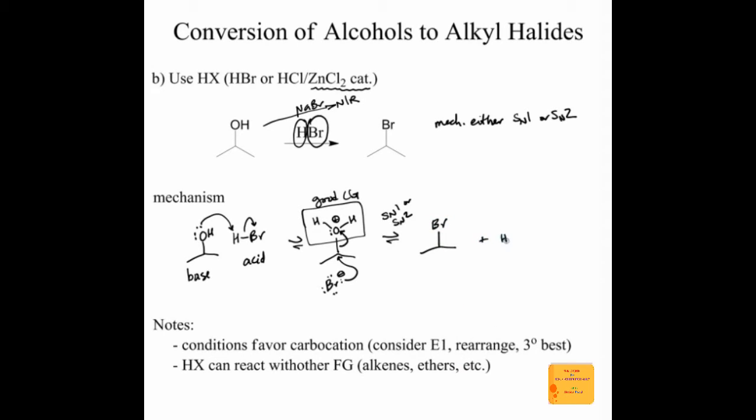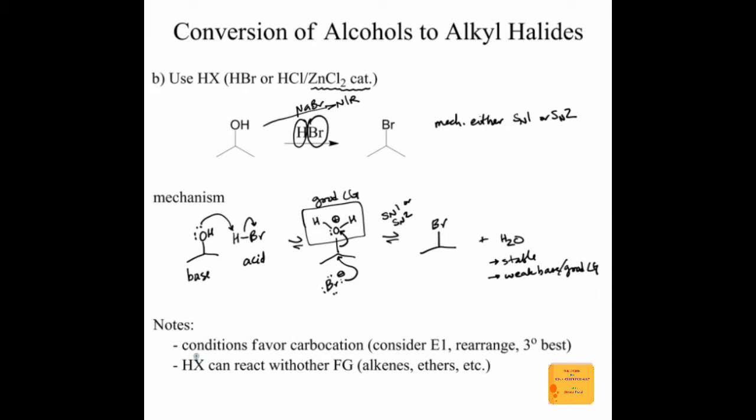Okay, the other product here is water. And water, of course, is extremely stable. And that makes it both a weak base and a good leaving group. So that's what makes this substitution reaction on an alcohol possible, is we protonated it first to enable it to leave as water.